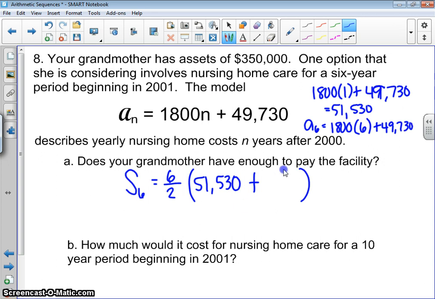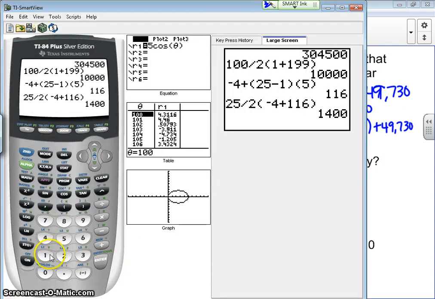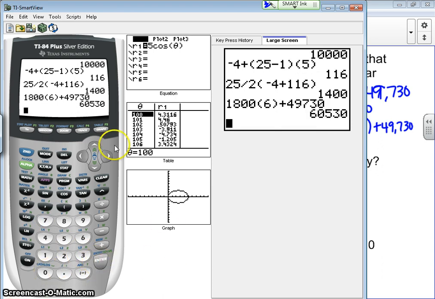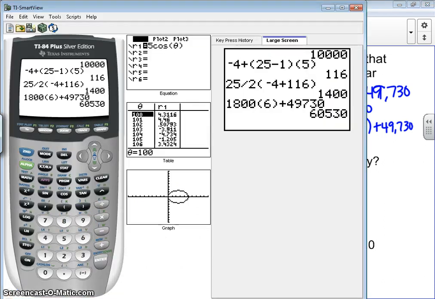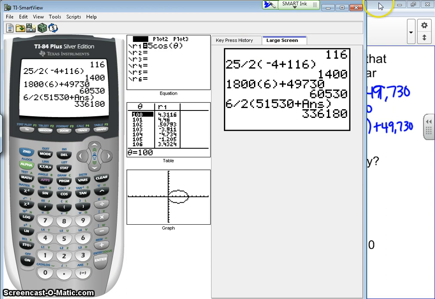Then I'm going to plug that into my calculator. Let's go plug that in. So when I do that, I'll have 1,800 times 6 plus 49,730, and that would give me 60,530. So 60,530. And so then I'm going to go ahead and plug this in and see how much the sum of all of those years would cost, and see if my grandmother has enough to cover it. So then I'm going to plug this in. 6 divided by 2 times 51,530, plus the second answer, 60,530. And then that's going to be 336,180.